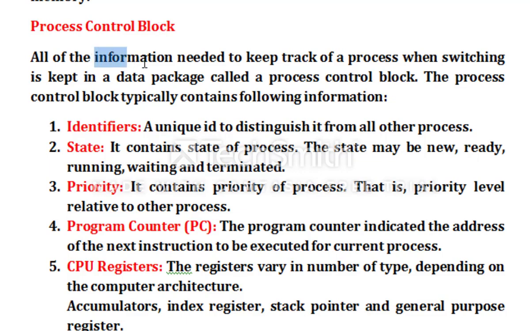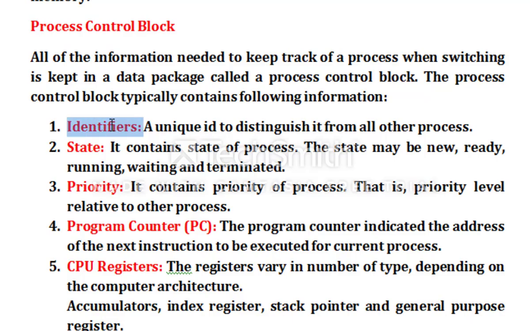All of the information needed to keep track of a process when switching is kept in a data package called a process control block, because the CPU requires the entire detail for completion of the execution of the process. If the processor does not have such details, the CPU cannot execute the process. So the CPU must have the entire detail of the process, so it deals directly with the PCB. PCB contains all the information regarding the process. The process control block typically contains the following information.